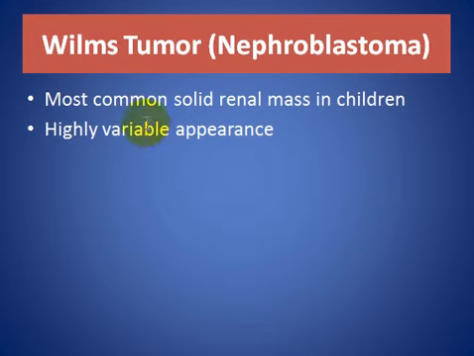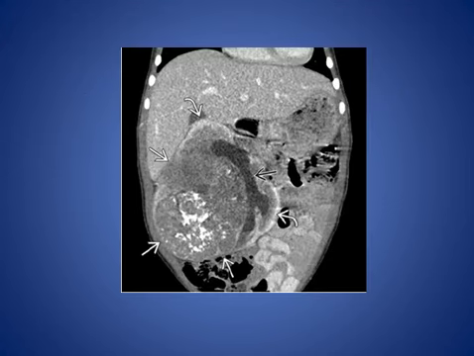Wilms tumor, most common solid renal mass in children, highly variable appearance. And here you see Wilms tumor nephroblastoma in a 2 year old child with palpable mass lesion, shows huge enhancement and calcification, replacing most of the kidney and collecting system.